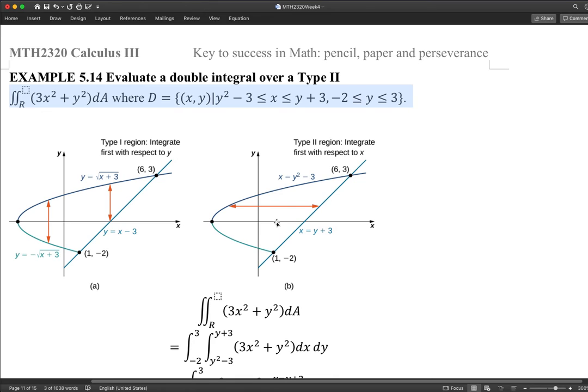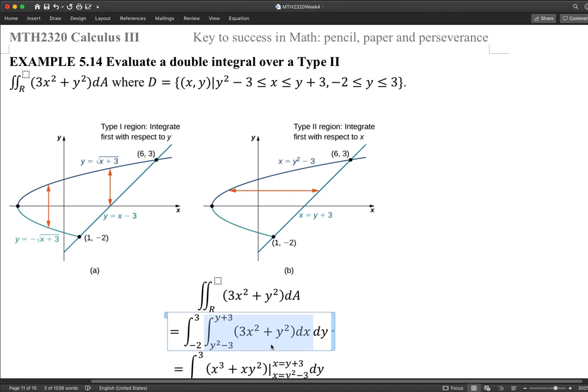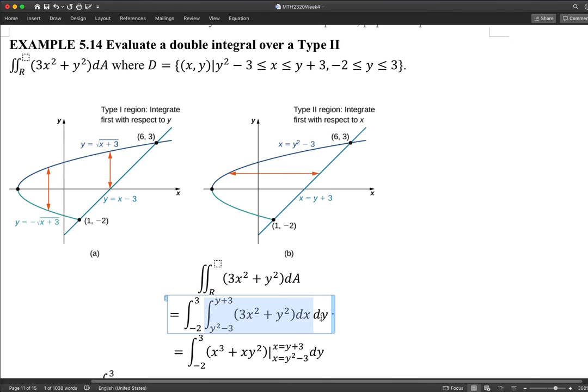Remember, in terms of a type 2 region, we evaluate in terms of x first. That's what I did. Make sure you match the bounds for x correctly. So indeed, this is the inner integral. Still take a look if it really makes sense. After evaluating the inner integral, we should still have a bunch of y's left, right? x should be gone. So it makes sense that we need to calculate the integral in terms of y.